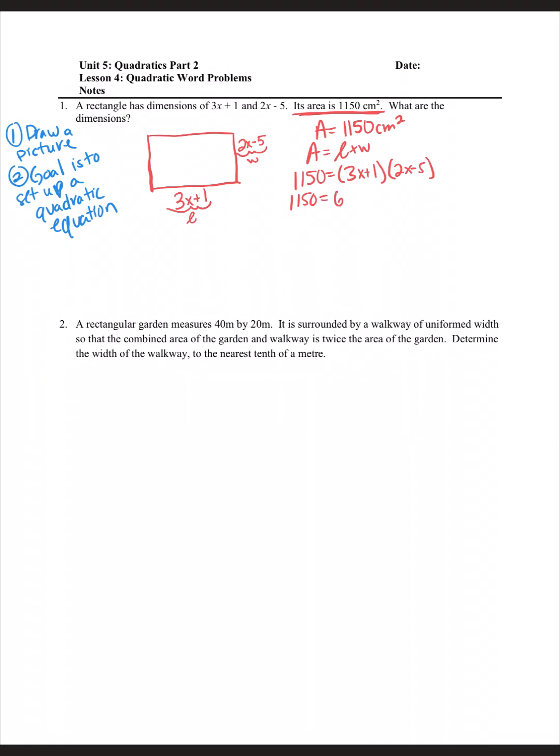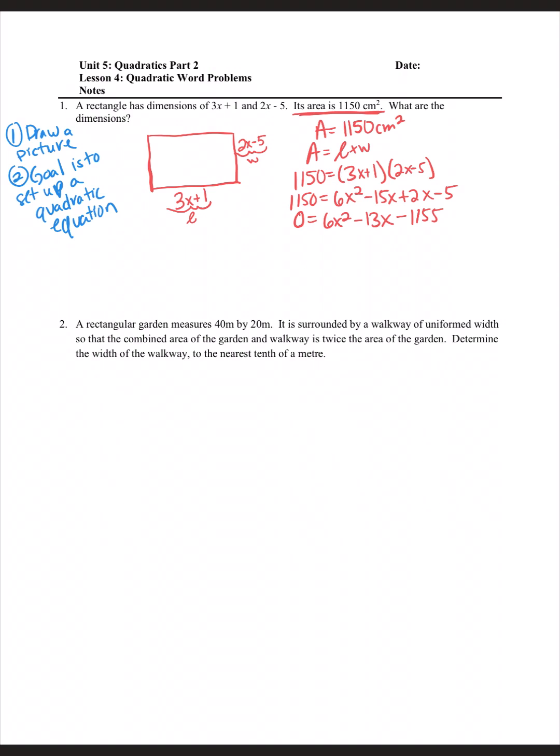So if we FOIL, we'll get 6x squared minus 15x plus 2x minus 5. Okay, I'm going to simplify and bring everything over to one side. So I'm going to bring that 1150 over to the other side. So when I do that, I'm going to get 6x squared, and then minus 15x plus 2x is a minus 13x. And minus 5, and then minus 1150 is going to be a minus 1155.